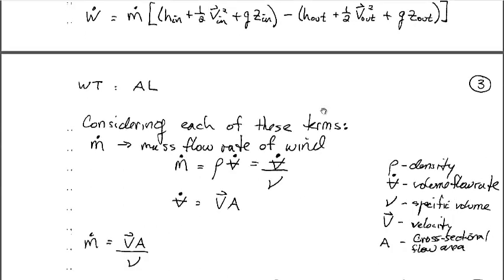But now I need to provide a little more information on what this M dot, this mass flow rate, is. One way to think about it is as the volume flow rate of the wind, or V dot, times the density of the air. So that's what I've written right here. The mass flow rate of the air is the density of the air times the volume flow rate of the air.